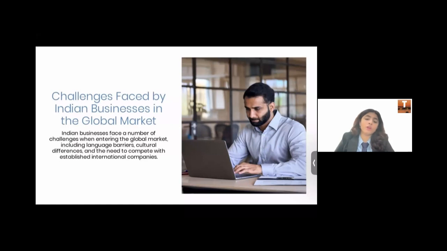Now, when we talk about competition, there is also emerging market competition, which, with lower production costs and competitive advantages in specific industries, can pose big challenges for Indian businesses. So they have to continually innovate, improve their efficiency, and enhance productivity to stay competitive.